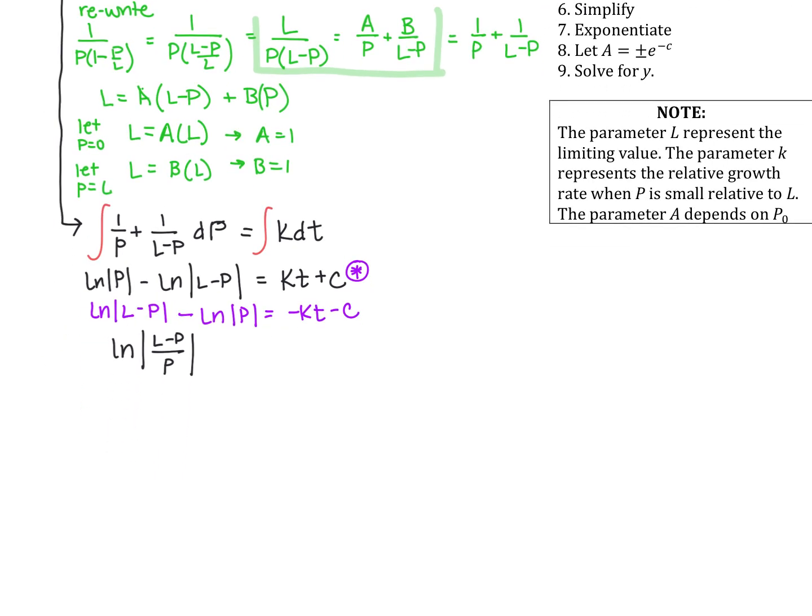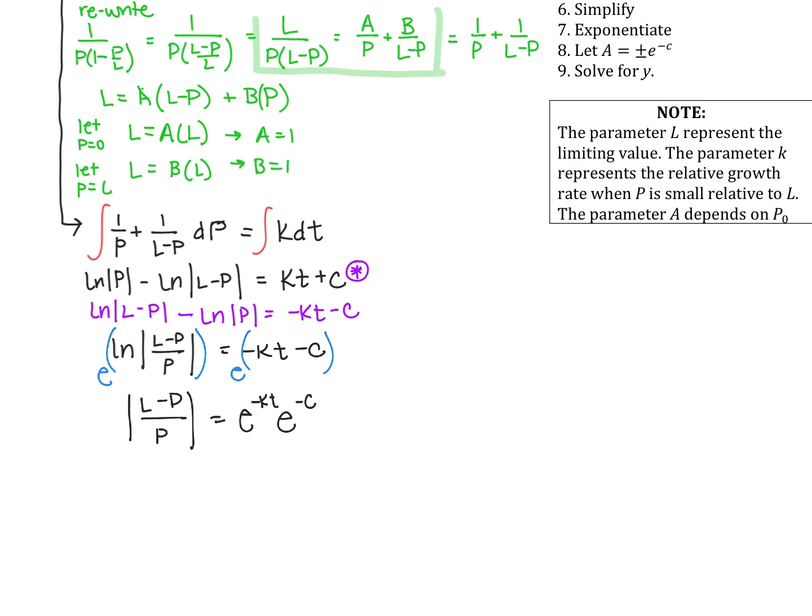Okay, let's continue. This will still be negative KT minus C. And this is the step that will be more advantageous to us coming up. Next thing I'm going to do is exponentiate both sides. Again, I could have done that without multiplying by the -1, but I'll come back to it in just a second. That leaves me with, on this left-hand side, the natural log and E will cancel out. So we've got the absolute value of L minus P over P equals E to the negative KT times E to the negative C using my log properties.